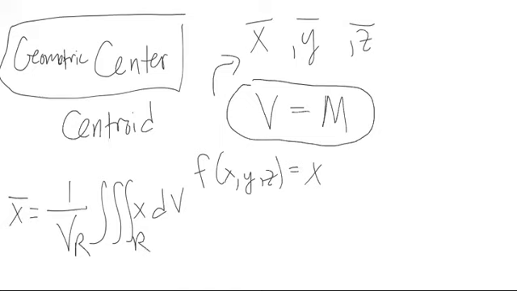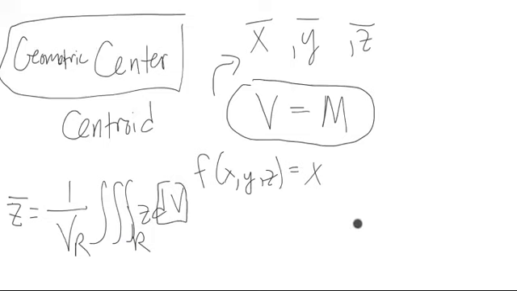Similarly, to do y bar, we can do the same thing. Just replace that x with a y. To compute z bar, we do the exact same. Replace that with a z, where we compute just the average values of these things as functions over this input, where our range of inputs is over the whole volume.